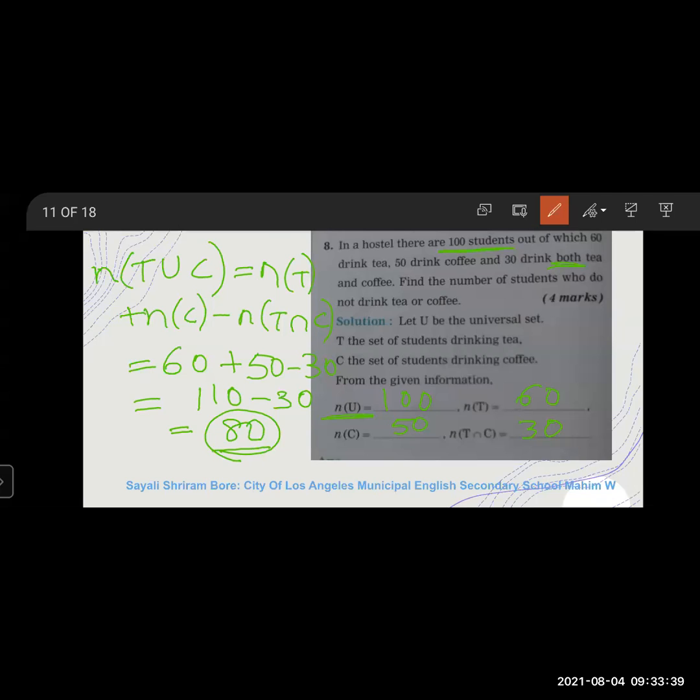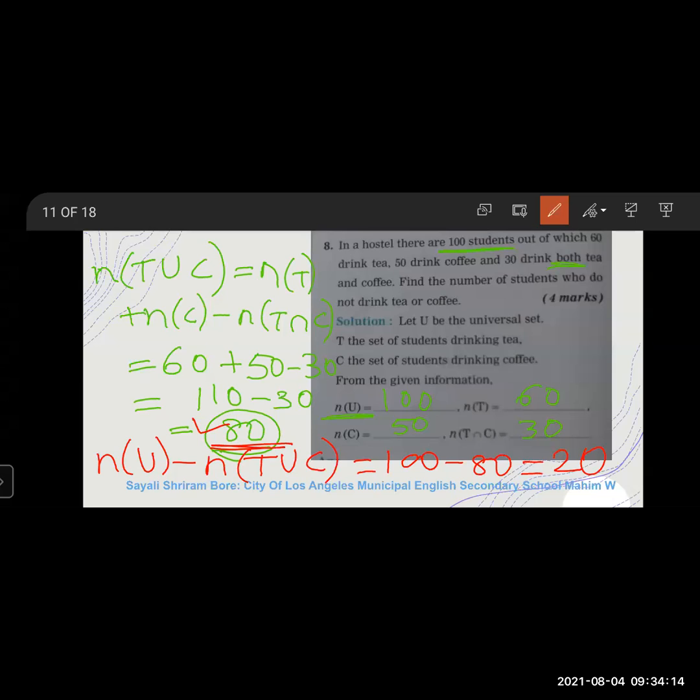For that, whatever answer you have got over here, you will subtract it from the universal set. So that is n of U minus n of T union C. T union C you got as 80, so it will be 100 minus 80, which is equal to 20. So whenever a question comes, students, read the question carefully.